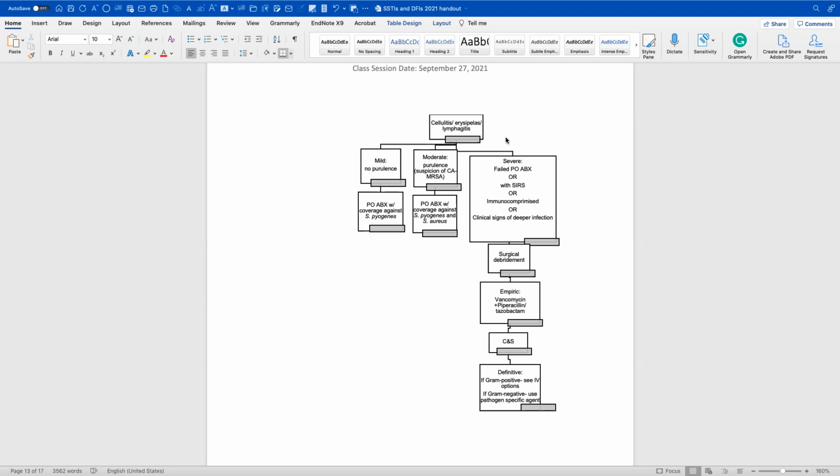And then in the event that they have a severe infection, we want to make sure that we do surgical debridement. We want to tend to that area of the cellulitis, but then we also want to give them empiric therapy. So we'll give them vancomycin and piptazo because we want to make sure we're covering for all potentially causative organisms. We'll do cultures, we'll grab susceptibilities, and then we'll go ahead and tailor our therapy based upon what we get in terms of the culture and susceptibilities.